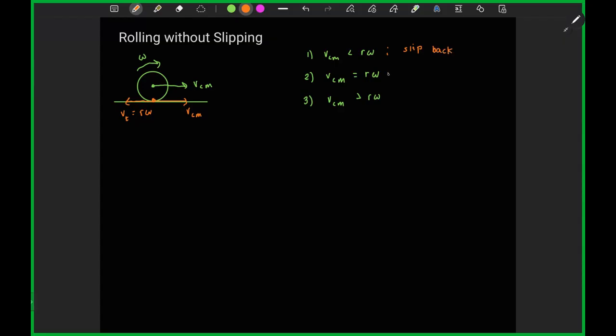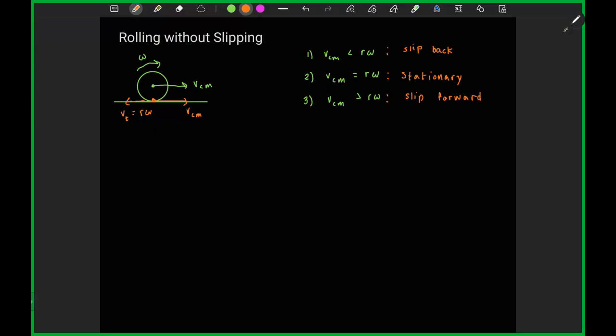When v is equal to r omega, in fact, these both cancel out, and we are left with a point which is stationary relative to the surface. And finally, when v is greater than r omega, we slip forward. And those are our three cases.